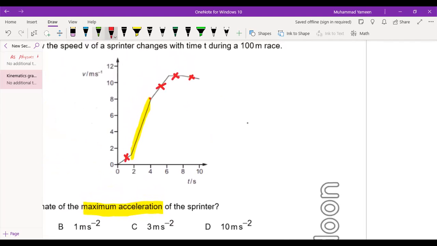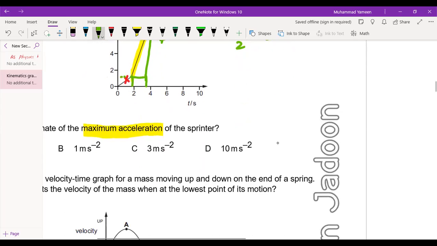So that is how to find the gradient of this part. Gradient will be rise over run. So over here we have 8, over here we have something like 1. So 8 minus 1 is 7. What about this base length? You can see it is almost 2. Okay, so 7 over 2 will give us 3.5. So around 3 is the right answer.